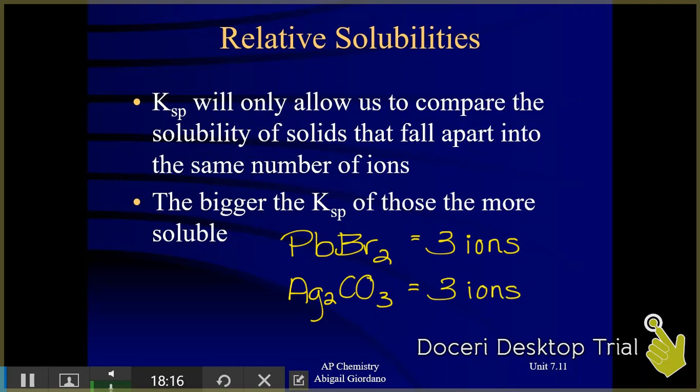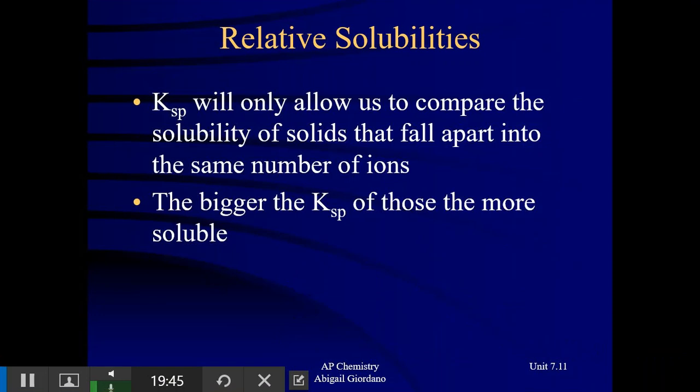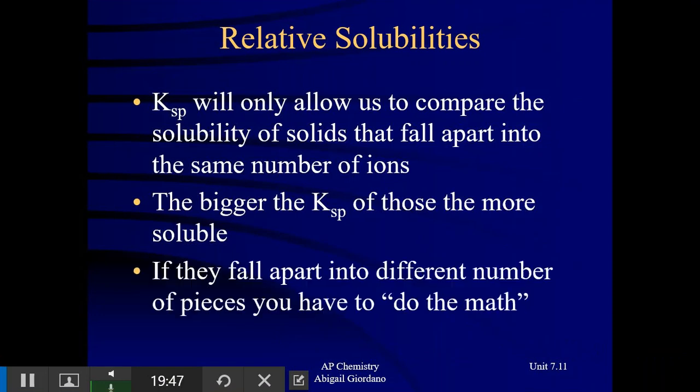But let's look at, for example, one of the other compounds we dealt with, bismuth iodide, which breaks down into 1 bismuth ion and 3 iodides. That's 4 ions. I cannot compare 2 compounds that fall apart into different numbers of ions by simply looking at their KSP values. So what do you do in that circumstance?